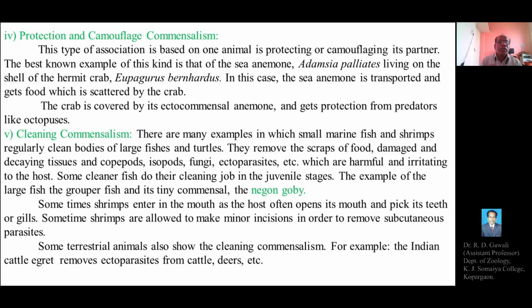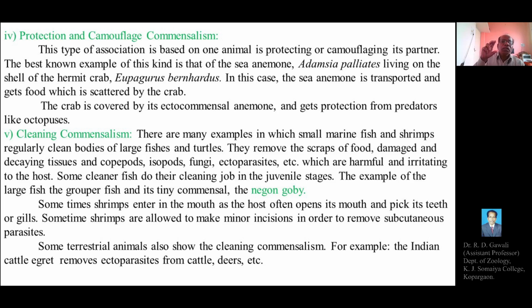Sometimes shrimps enter the mouth. The shrimps are aquatic arthropods which enter the mouth of the host fish. Often the host fish keeps its mouth open, and the shrimps which enter the mouth of the larger fish pick its teeth or the gills. Sometimes shrimps are allowed to make minor incisions or injury in order to remove the subcutaneous parasites.